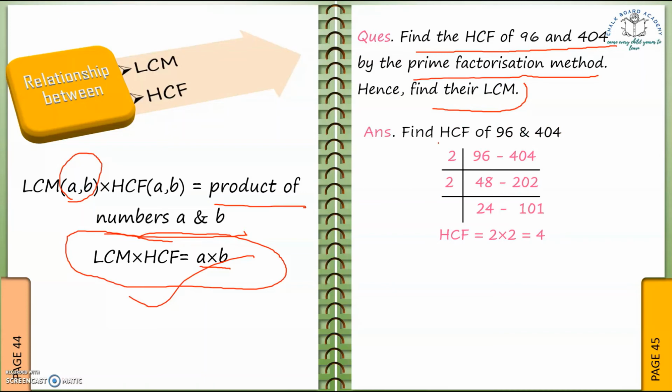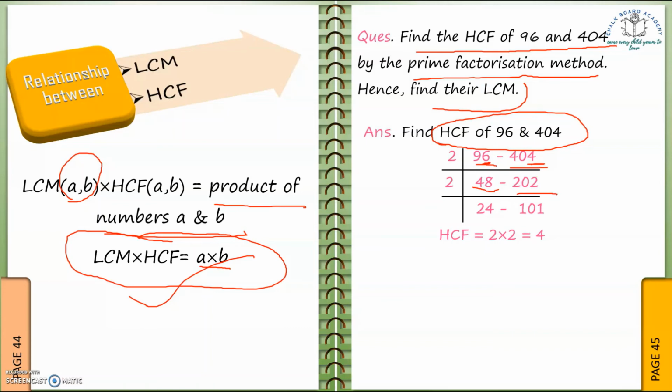So first find the HCF of 96 and 404. Here we have written 96 and 404. Because the unit place of these two numbers is even, we can simply divide them by 2. So we have divided them by 2. When we divided 96 by 2, we got 48. Then 404, very easy number.